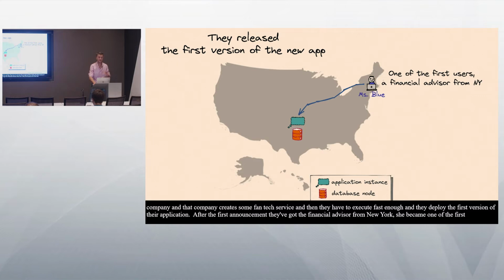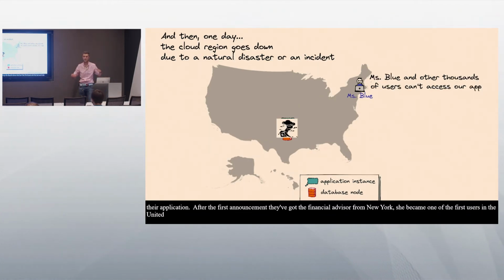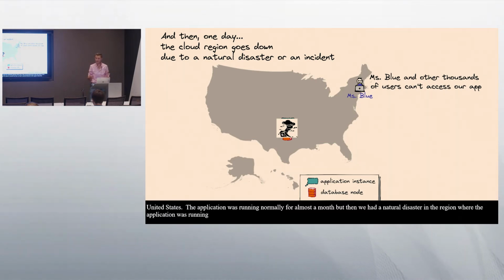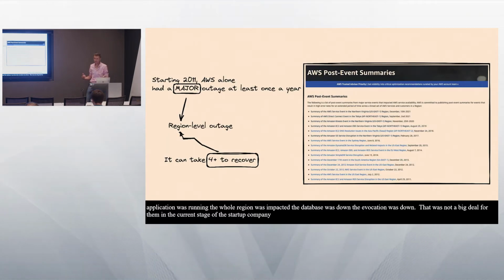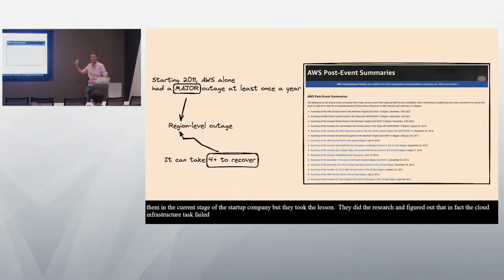The application was running normally for almost a month, but then we had a natural disaster in the region. The whole region was impacted, the database was down, the application was down. That was not a big deal for them at the current stage of the startup company, but they took the lesson. They did the research and figured out that, in fact, cloud infrastructure does fail. It's because many of us moved to the cloud, and this move accelerated with the pandemic.